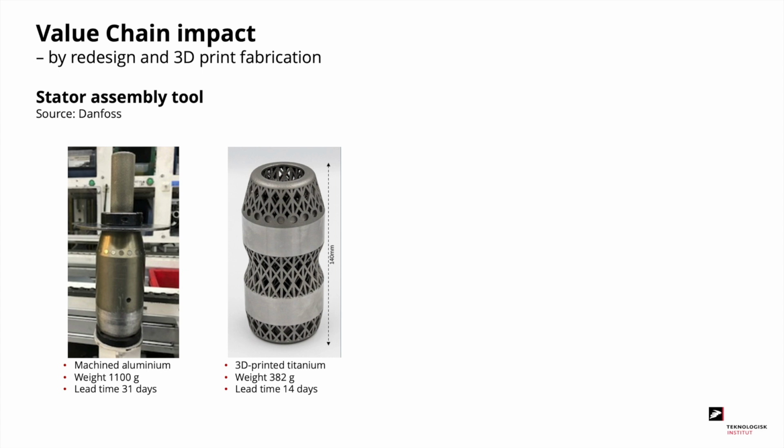The next example is a stator assembly tool from Danfoss. To the left you have the original tool, which is machined in aluminum with a weight of 1100 grams and a lead time of 31 days. That was redesigned for 3D print and then printed in titanium with a heavily reduced weight of 382 grams and a lead time of just 14 days.